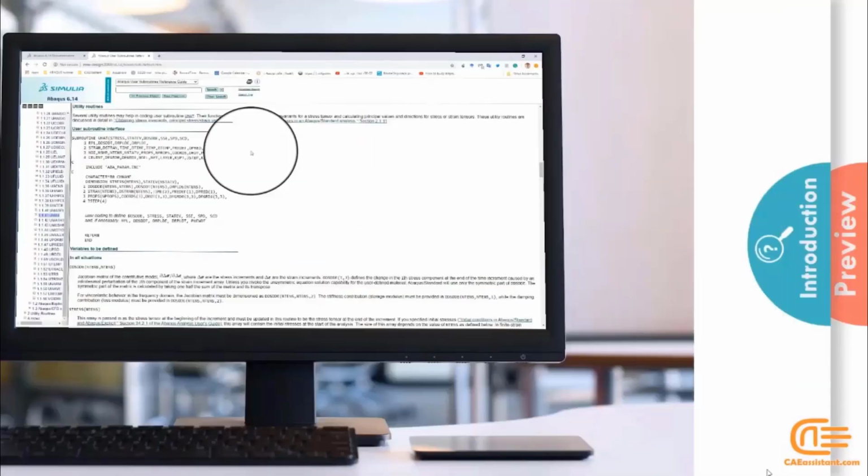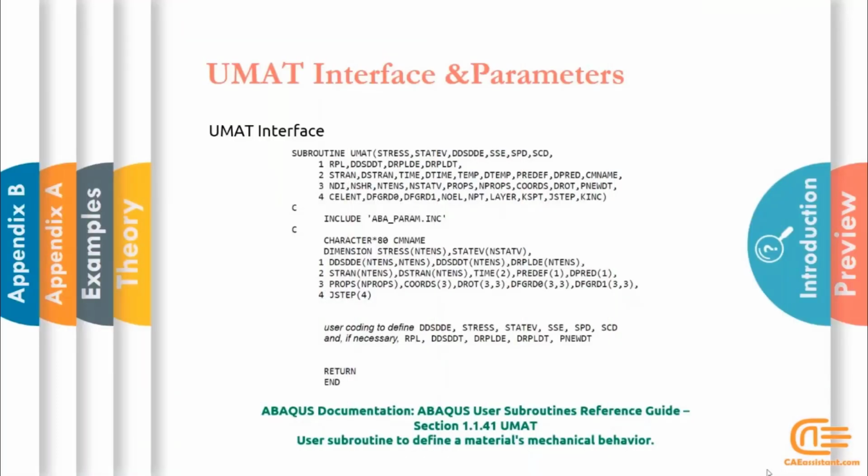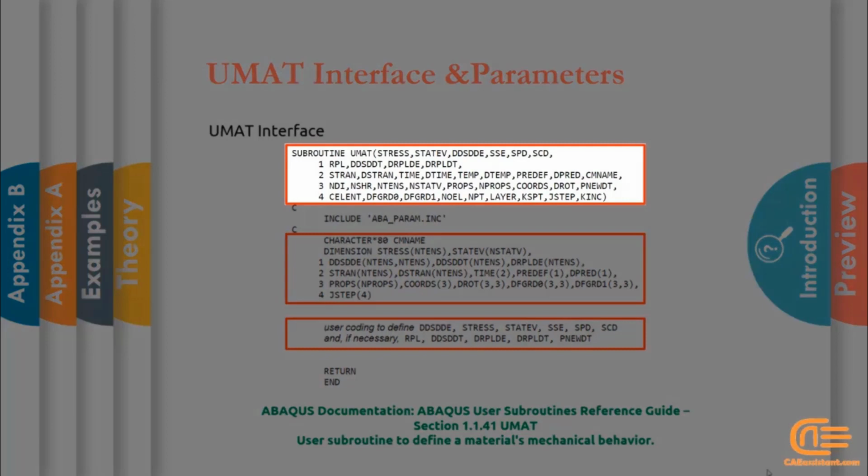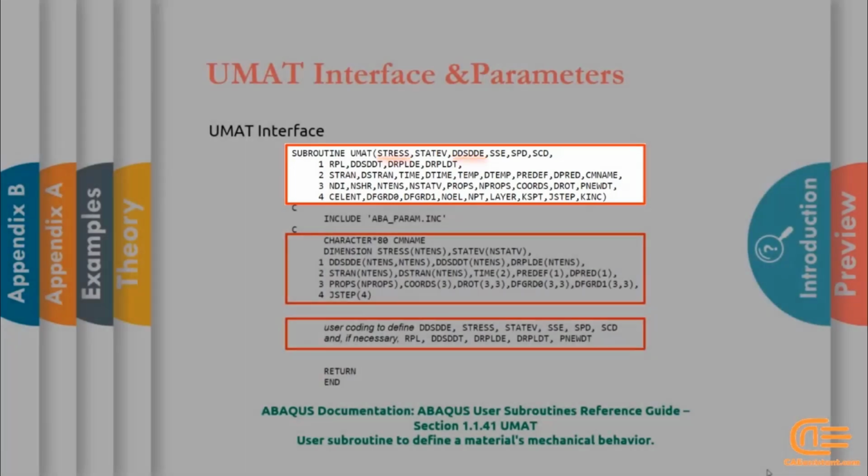This part is the subroutine interface for UMAT. As you can see, it has three sections. In the first part, the input and output variables are defined. The DDSDDE and stress variables we'll talk about are here. I will review and explain other variables as well.